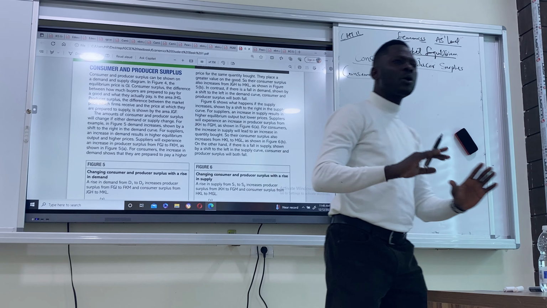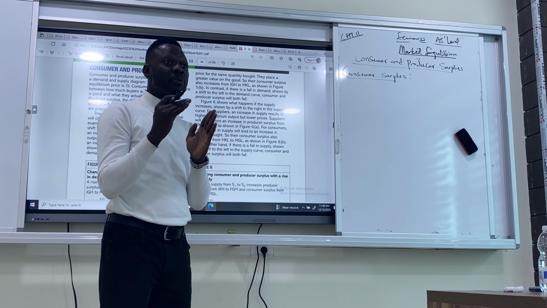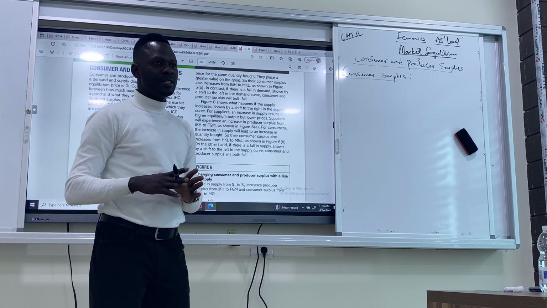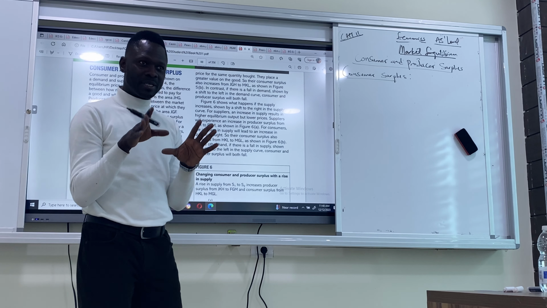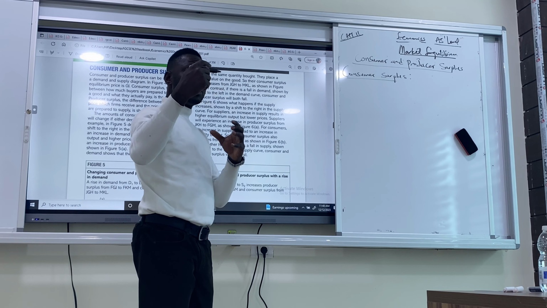So when we talk about consumer surplus, basically we're talking about the difference between the price consumers are willing to pay and the price they actually paid. That is consumer surplus. Do you get what I'm saying? The price they are willing to pay will be based on the equilibrium. Then what was the price they actually paid? So that's about consumer surplus.